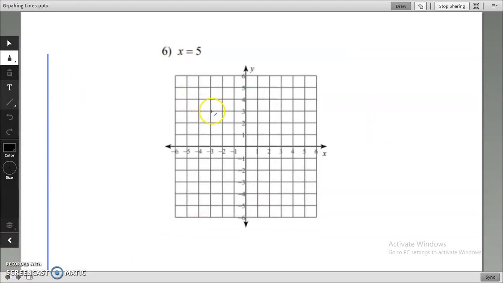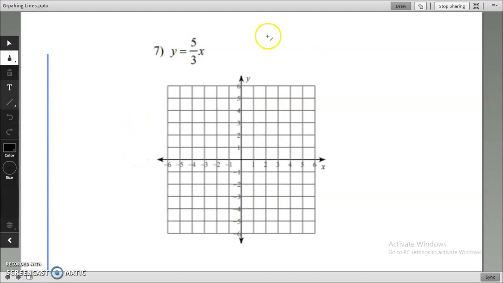Okay, next we have x equals. So now this is my x-intercept. So my x is 5 right here. So this is my line. And I haven't been putting my arrows on there, but I hope you know it goes on and on. Forever and ever. It's a line. That's the definition of a line. And it is a vertical line.